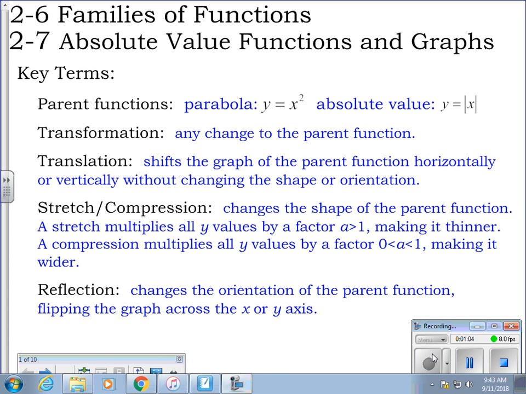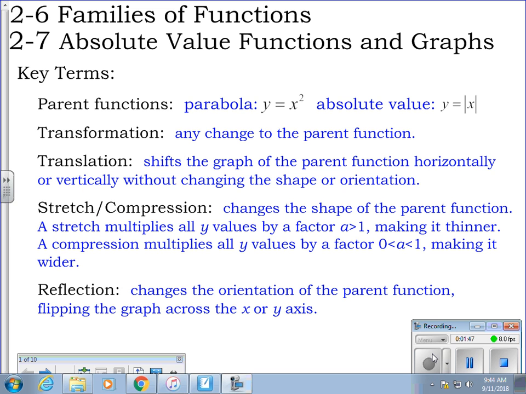Parent functions are the most basic type of function or equation. y equals x squared is the parent function for all quadratics. It is the absolute simplest quadratic. y equals the absolute value of x is the simplest absolute value. That's why it's called the parent function. For linear equations, y equals x is the parent function. Any other function you have is a change to that parent function. Transformations are changes of the parent function.